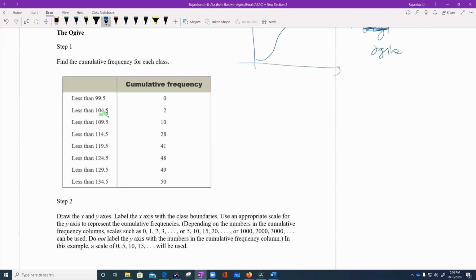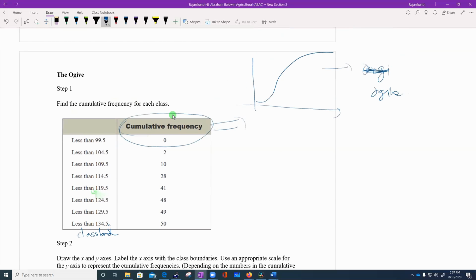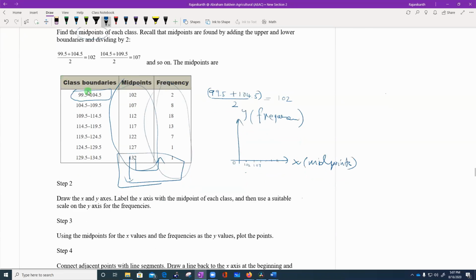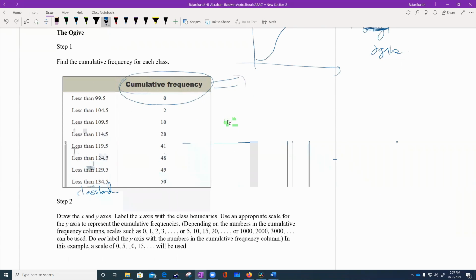If you want to draw an ogive, you need to know again the class boundaries and the cumulative frequency. You see the new term now, cumulative frequency. Cumulation means you are adding up, keep on adding, right? This cumulative frequency can be calculated by using the frequency values. So this table is coming from your class boundaries grouped frequency table.